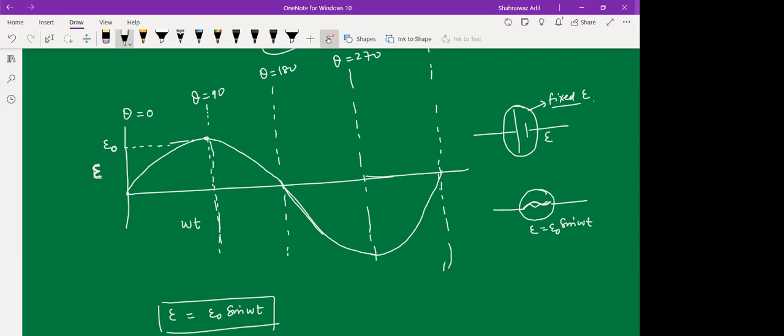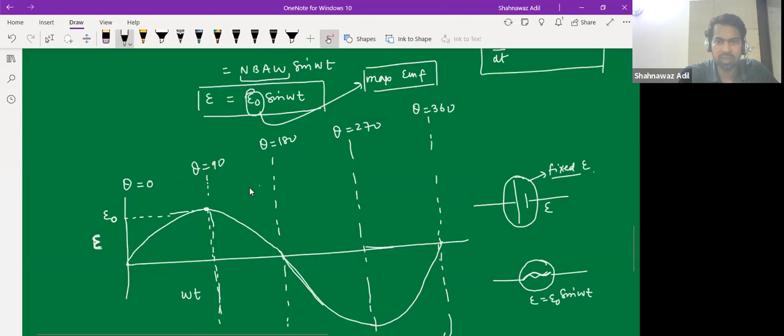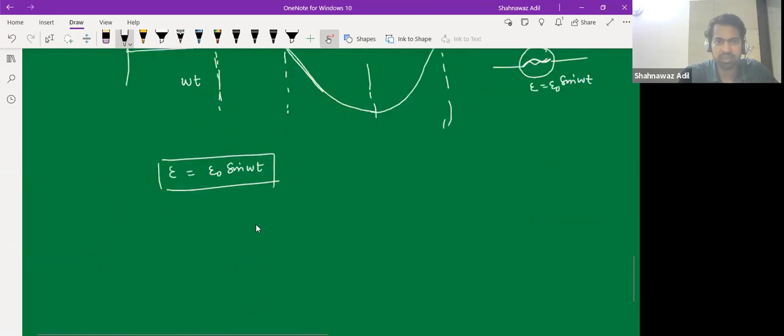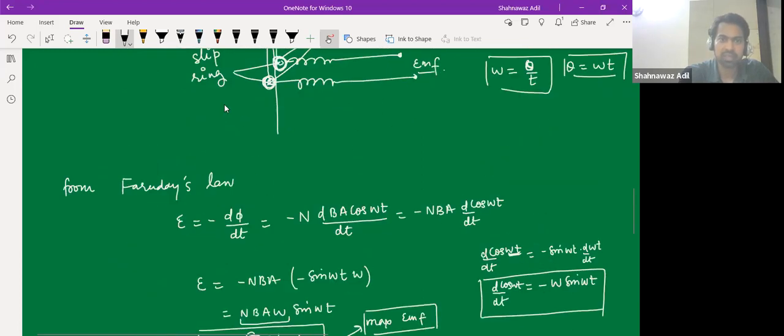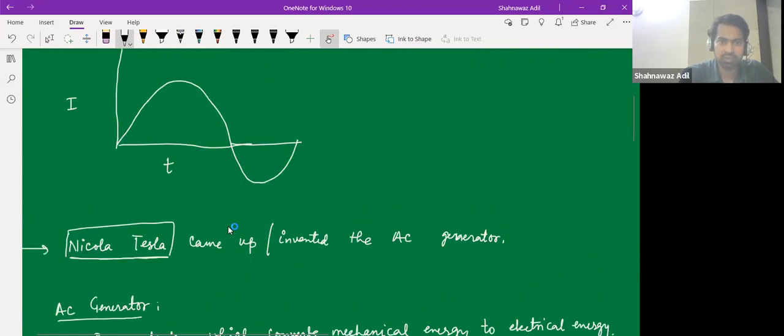Yes, sir. So you saw that by changing the angle, we can generate the EMF using electromagnetic induction. So you guys note up to this point, and then I'll talk about some other things. I will give a question, and so you guys note down from here.